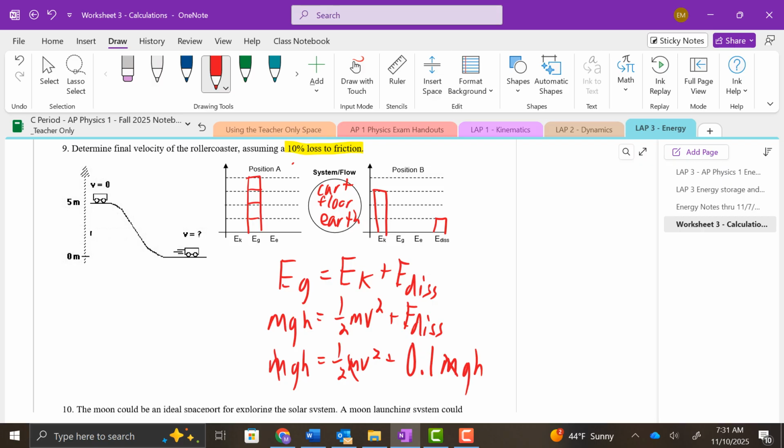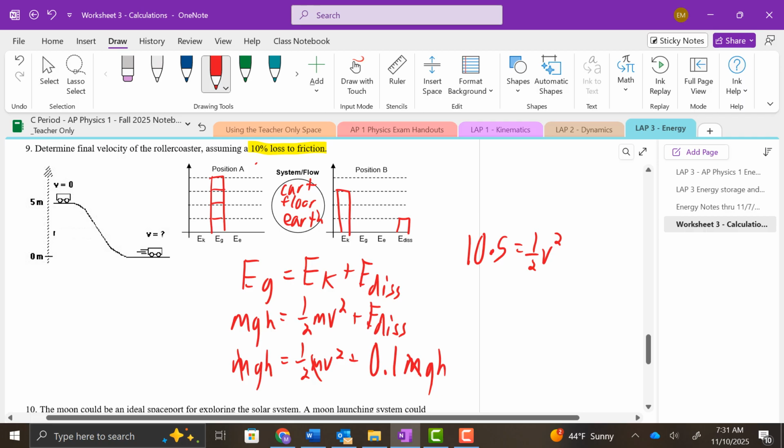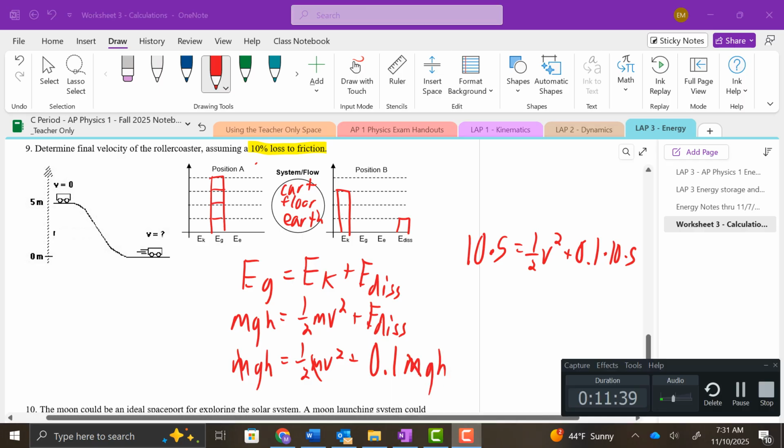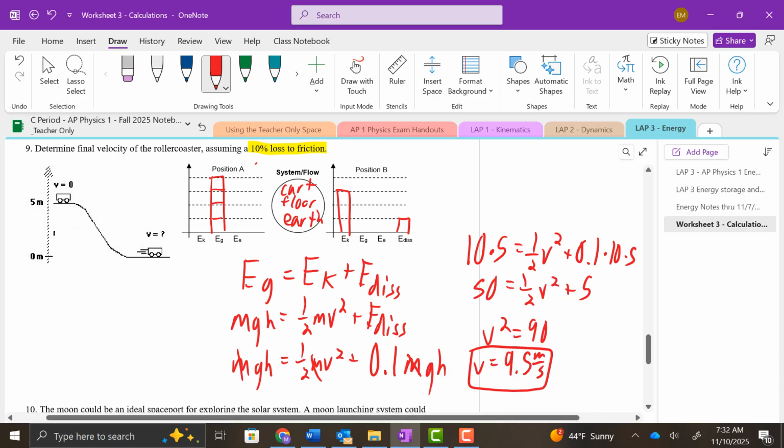And so I have GH, which would be 10 times the height, 5, equal to 1/2 V squared, since I'm solving for V, plus 0.1 times 10 times 5. After calculating it, I skipped algebra there, but I got 9.5 meters per second. So that's what you would get.